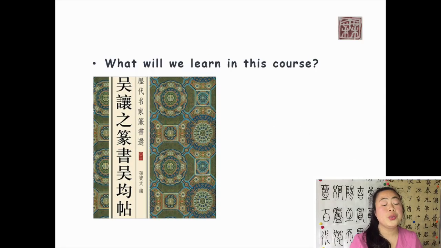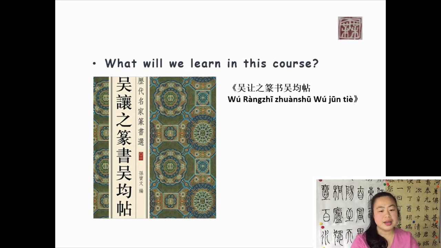Okay, then what will we learn in this course? Like the calligraphy lessons for beginners, we will also learn from Master Wu Rangzhi. This book, you can try to find it on Amazon or somewhere, or the Chinatown. Anyway, this book is called Wu Rangzhi Zhuan Shu Wu Jun Tie. What's the literal translation of this book?